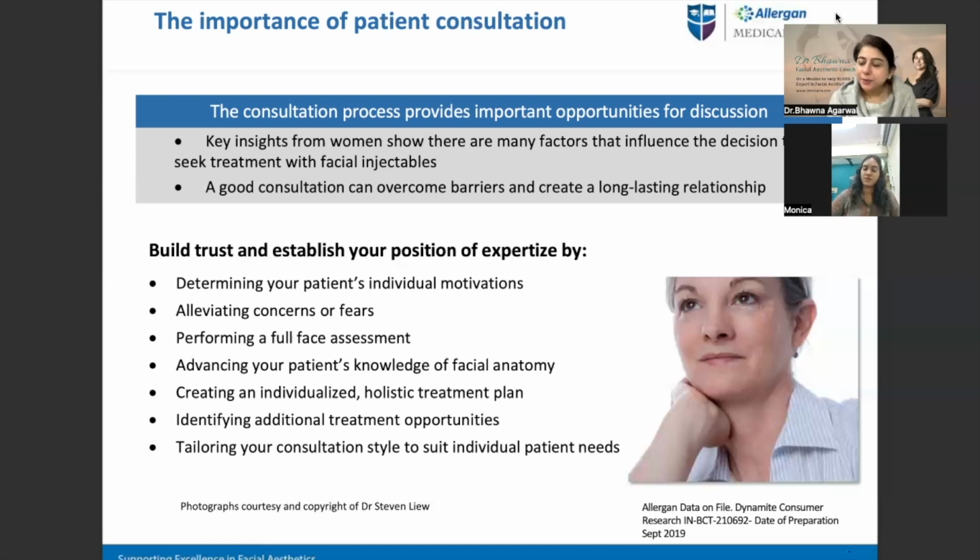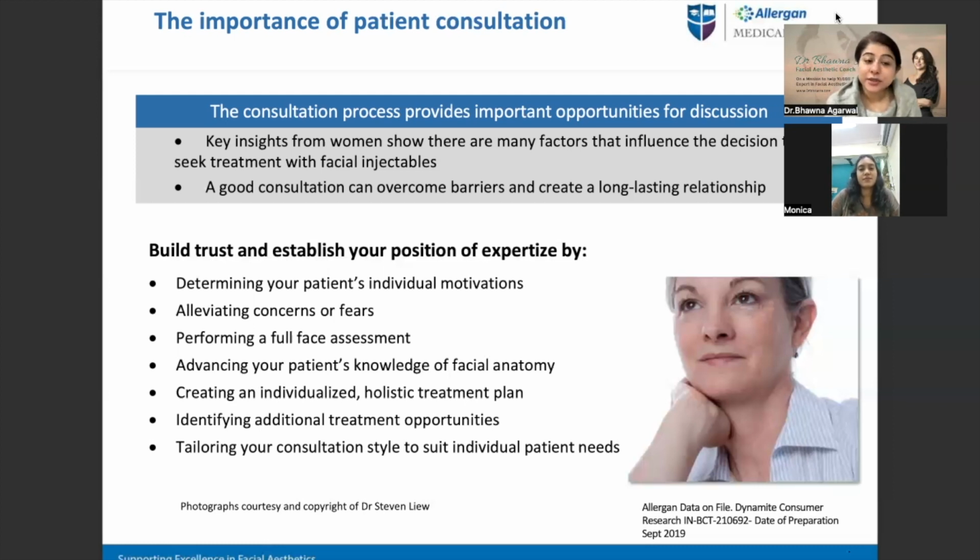Then there are some men who are coming. They just want to feel younger in their workplace, because they're working with younger subordinates, and looking older makes them underconfident, and makes them feel that they're not authoritative enough. So that is their motivation. Different people will have different motivations.